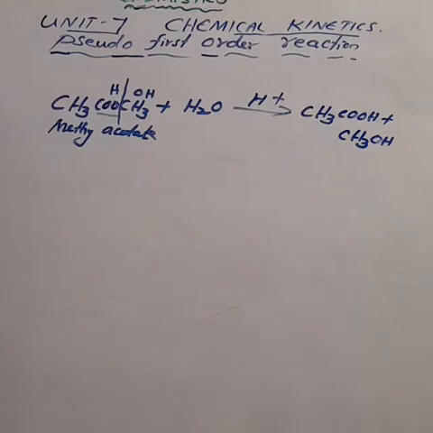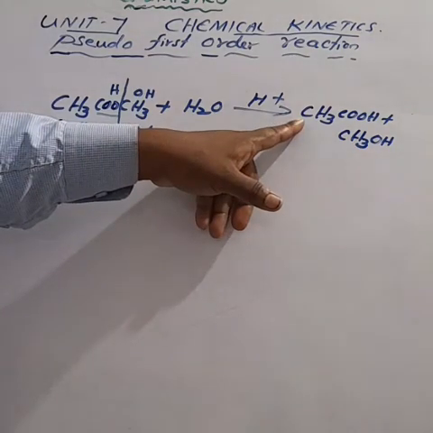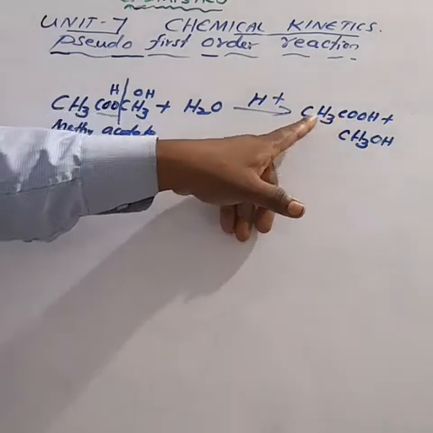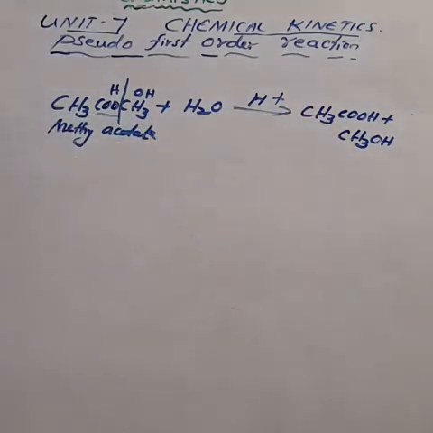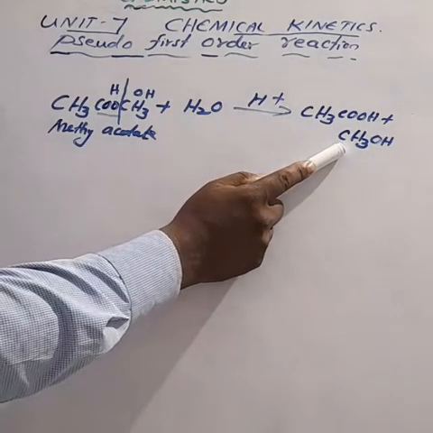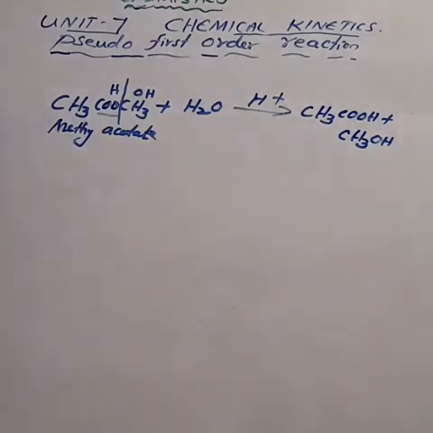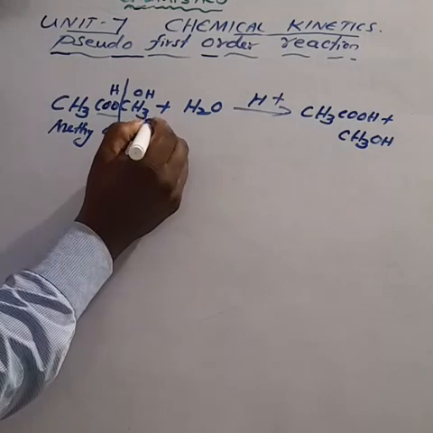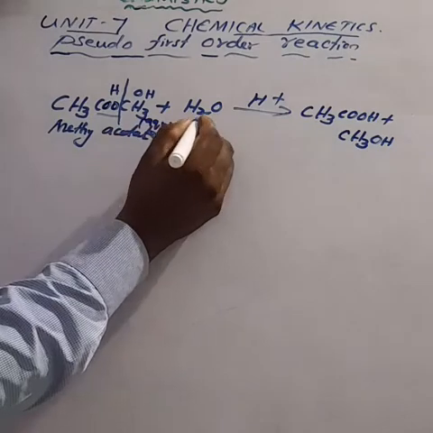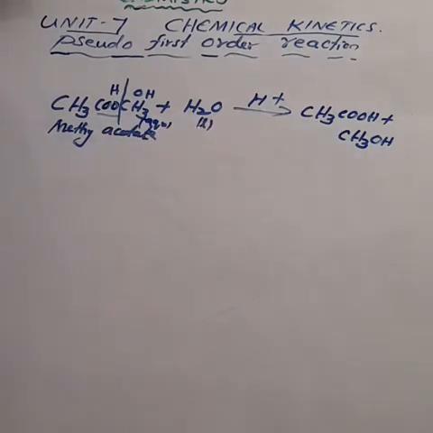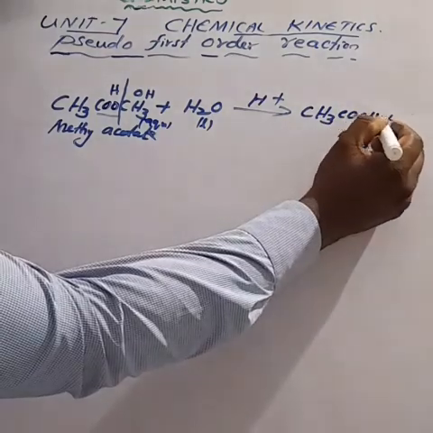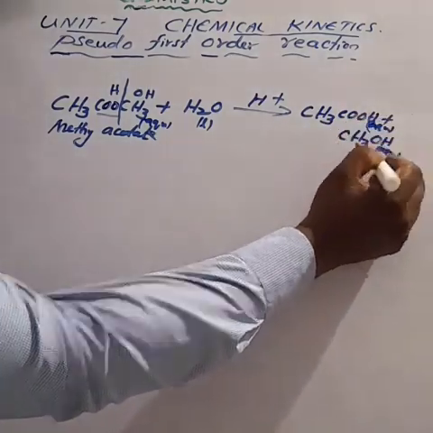The IUPAC name is ethanoic acid. Two carbons means ethane, and the functional group COOH is named as oic acid, so ethanoic acid. The next compound is CH3OH, methyl alcohol. The IUPAC name is methanol, because the suffix is ol. Anyhow, that we can discuss later.